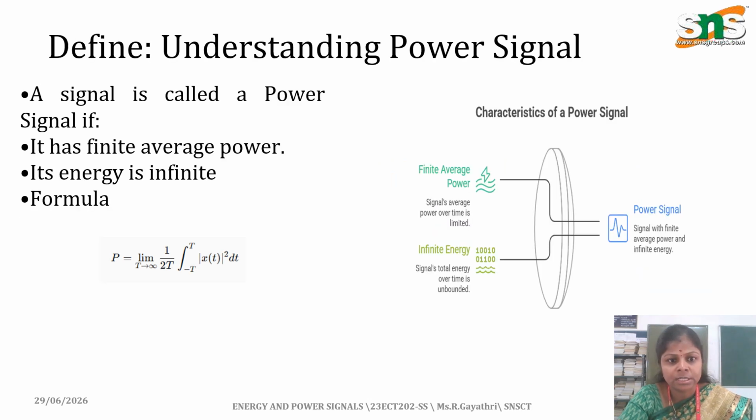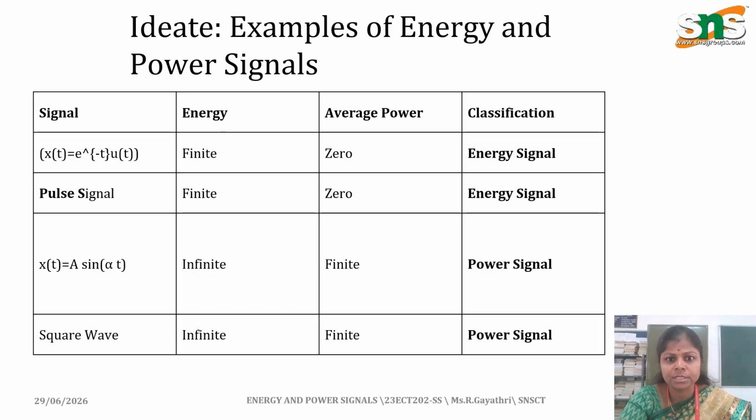Coming to the power signal, which also varies from 0 to infinity, it should not be infinite and should be a finite value. The formula for calculating the power is P equals the limit as T tends to infinity of the integral from minus T to T of the modulus of x of t whole squared into dt, divided by 2T. By using this formula, we can calculate the power, and when the power is 0 or infinity, it is not a power signal.